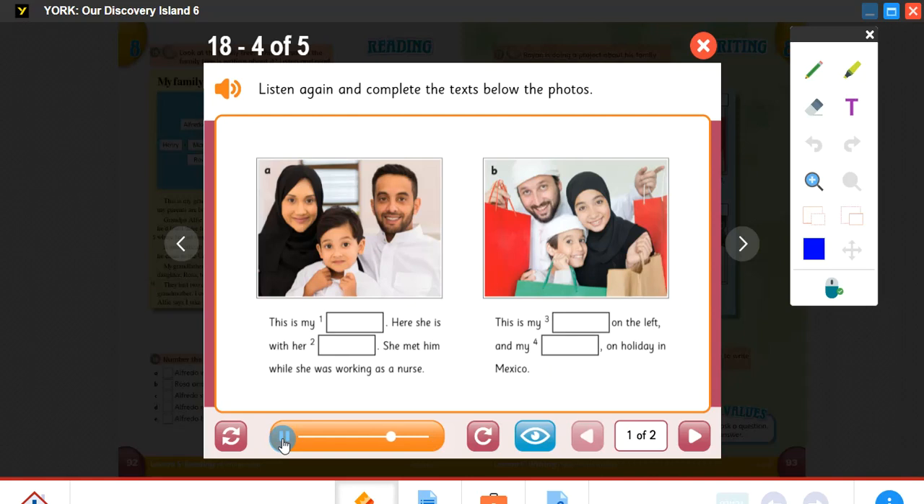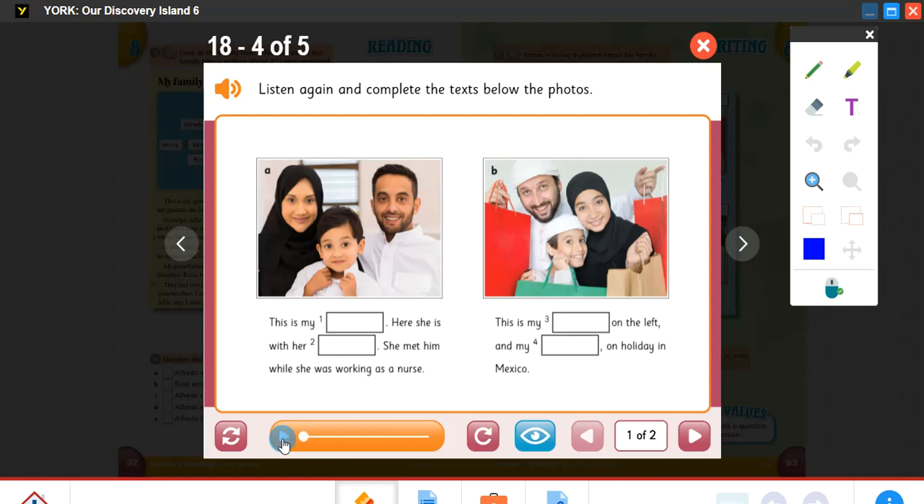In this photo, she's with her husband. She met him when she was working as a nurse. His sister had broken her leg in an accident, and she looked after her in the hospital. Well, that is an accident with a happy ending then. Yes, it is.